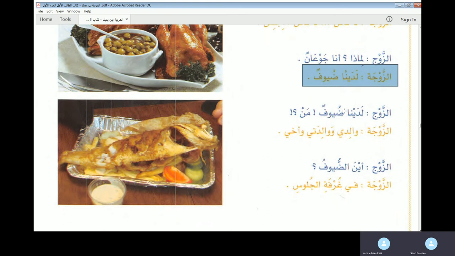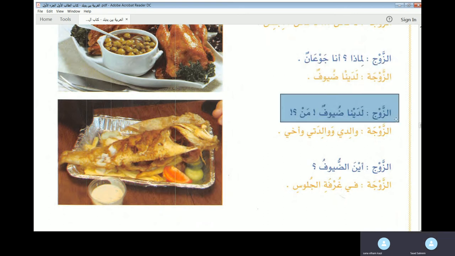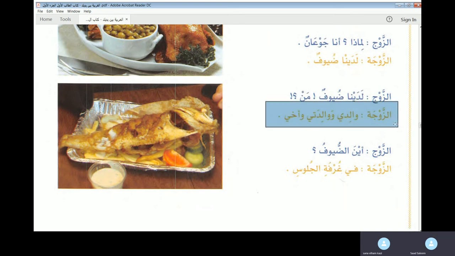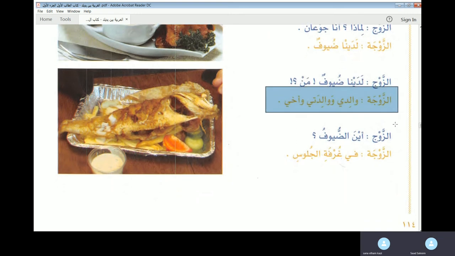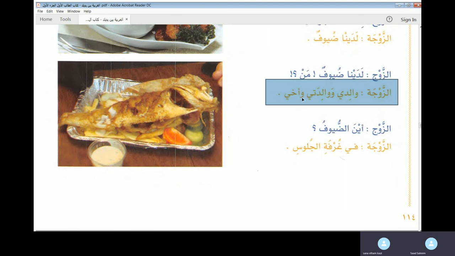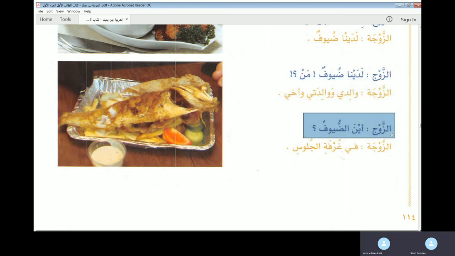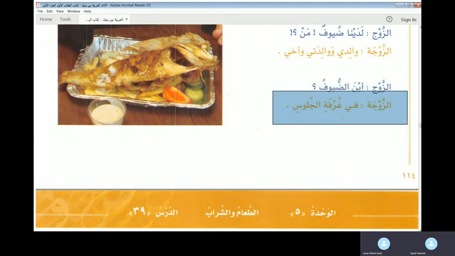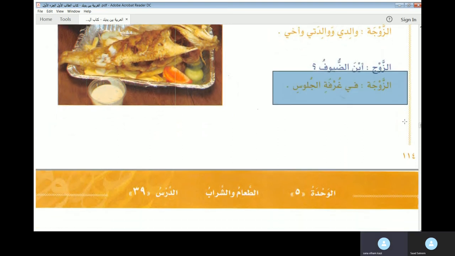Ziyuful. Ladaina, we have guests. Ladaina ziyuful? We have guests? Who? Walidi, walidati, wa akhi. My father and my mother and my brother. Aina ziyuful? Where are the guests? In the living room.